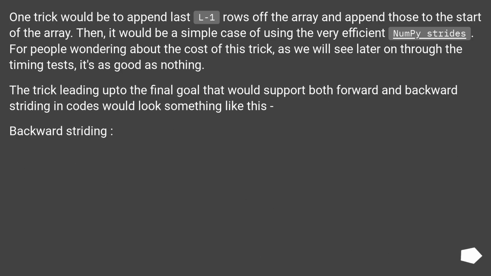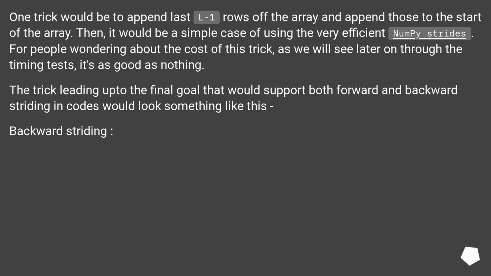One trick would be to append the last L-1 rows of the array to the start of the array. Then, it would be a simple case of using the very efficient numpy strides. For people wondering about the cost of this trick, as we will see later on through the timing tests, it's as good as nothing. The trick leading up to the final goal that would support both forward and backward striding in code would look something like this.